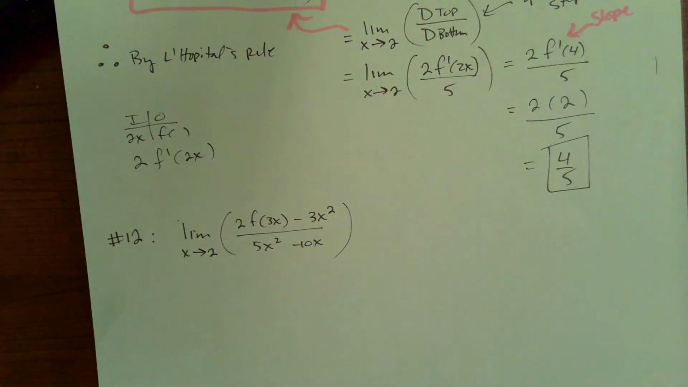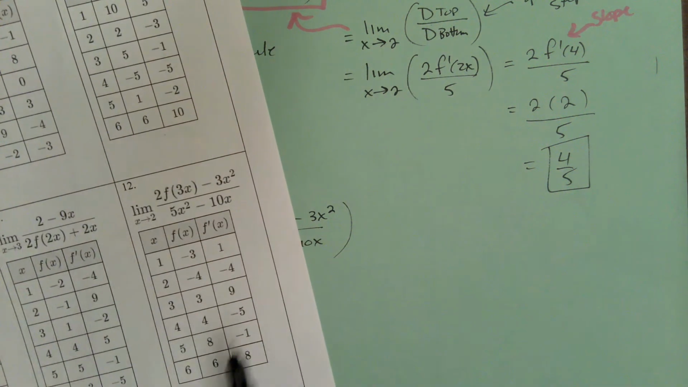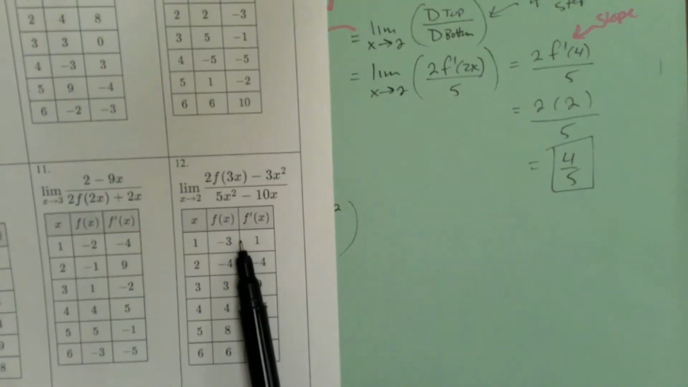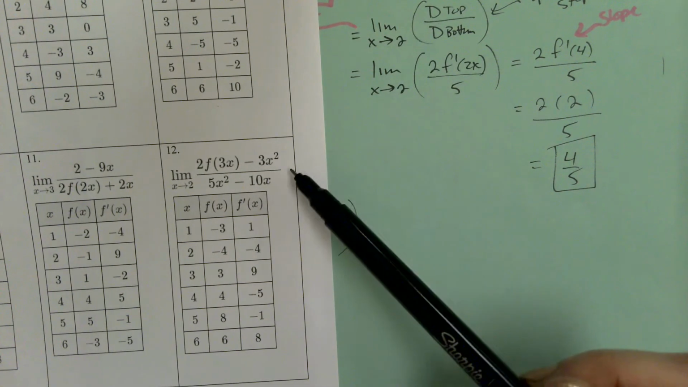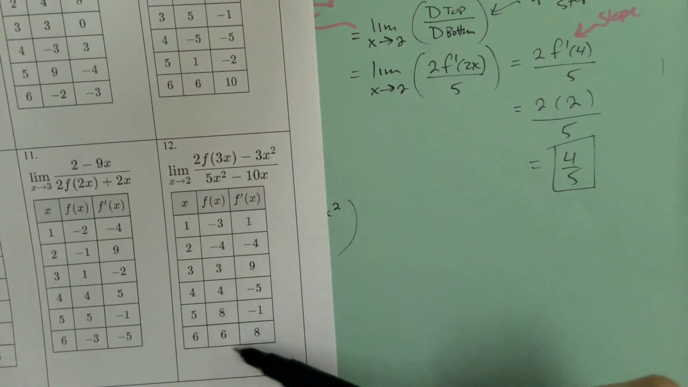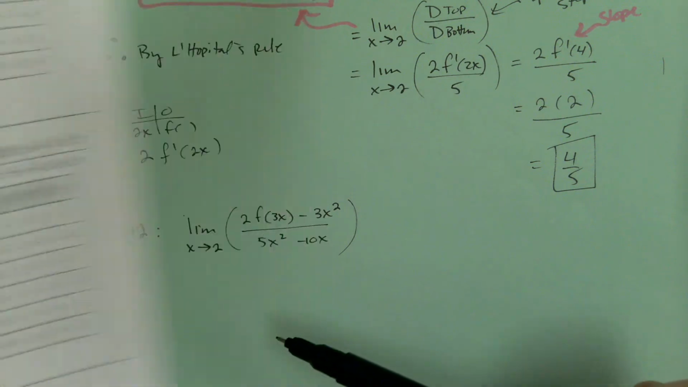Okay. Now, this is number 12. We're going to do the same thing, except we're using a table. So this is number 12 right here, and I'm only asking you to do the odds. We're finding this limit, and we're given this table of values here.